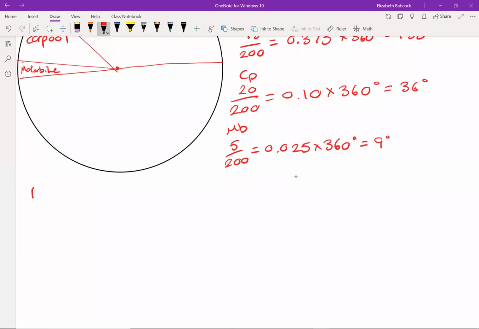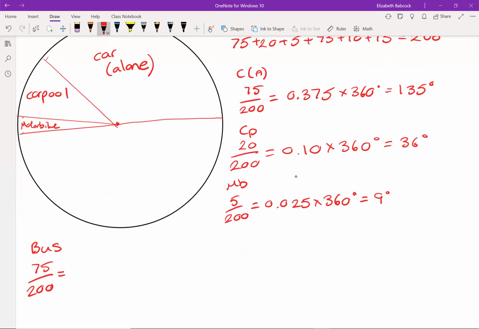Then we have bus. Bus was 75 out of 200, which are calculations that we've already done. So 0.375. It's 135 degrees again. So line it up. 135. And draw your line. So this was bus.